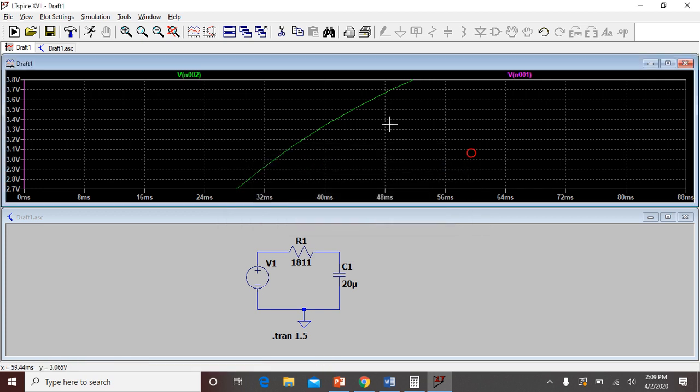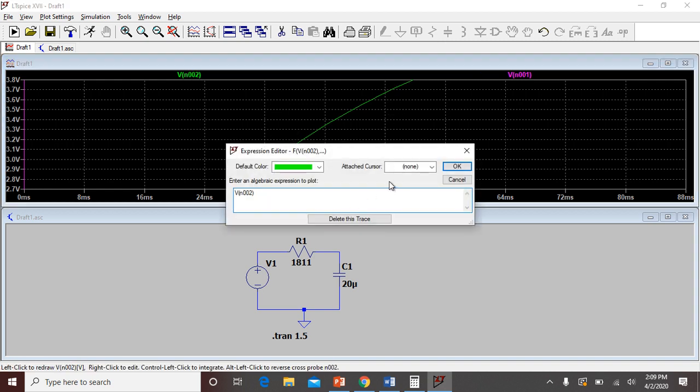For whatever voltage or waveform we want to observe at a particular instant, we right click on its label. This is the voltage across the capacitor, and its label is over here. I right click on it, and the attached cursor is none, so I'm going to attach a cursor, the first cursor.